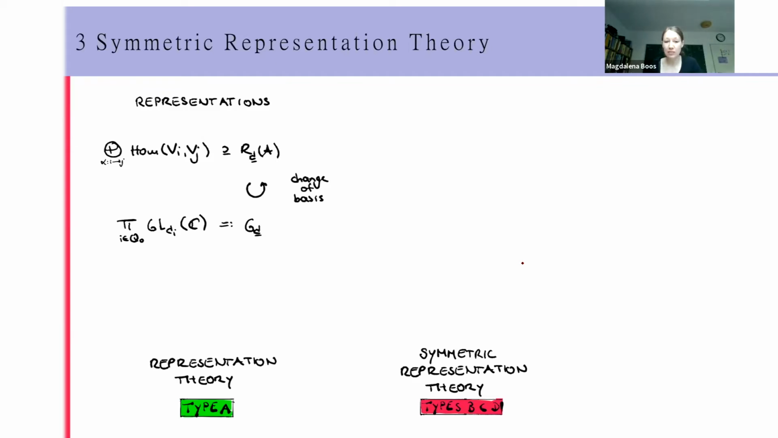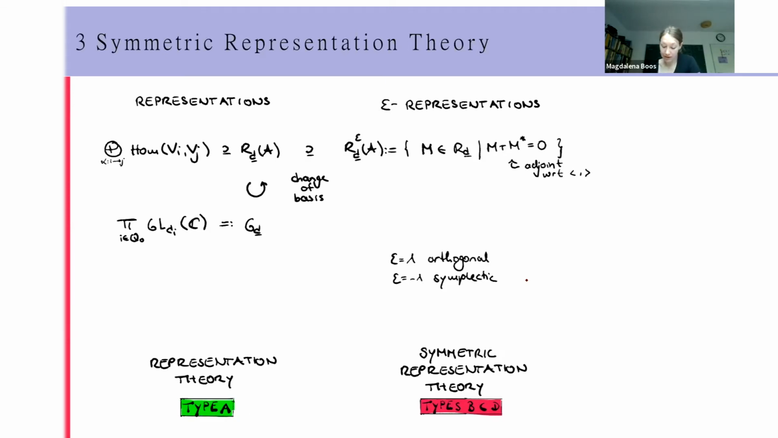Now we want to make this symmetric. And this means we define epsilon representations, or symmetric representations. If epsilon is 1, then we say they're orthogonal, and for epsilon minus 1, they are symplectic. And they are also encoded in a variety. This variety only collects those representations such that M plus its adjoint with respect to the form is 0. So we just smash in the form, something very natural.